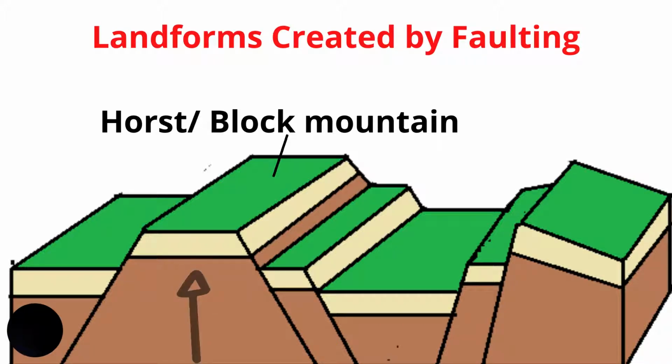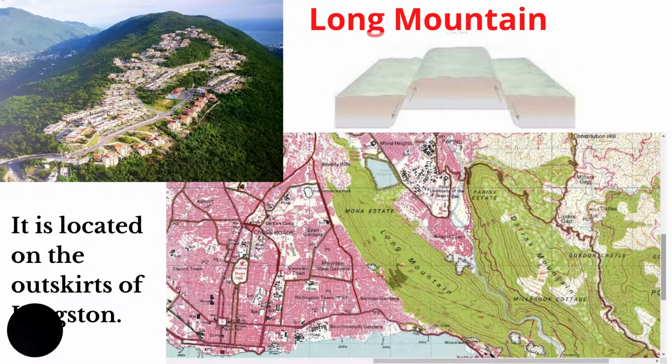Now, one of the landforms in Jamaica created from faulting is a horst or a block mountain. A block mountain is formed when an area of land is broken into a number of faults, and a central block between two normal faults most times is uplifted. So it creates a highland with a generally flat top. An example of this is Long Mountain. Long Mountain is located at the outskirts of Kingston.